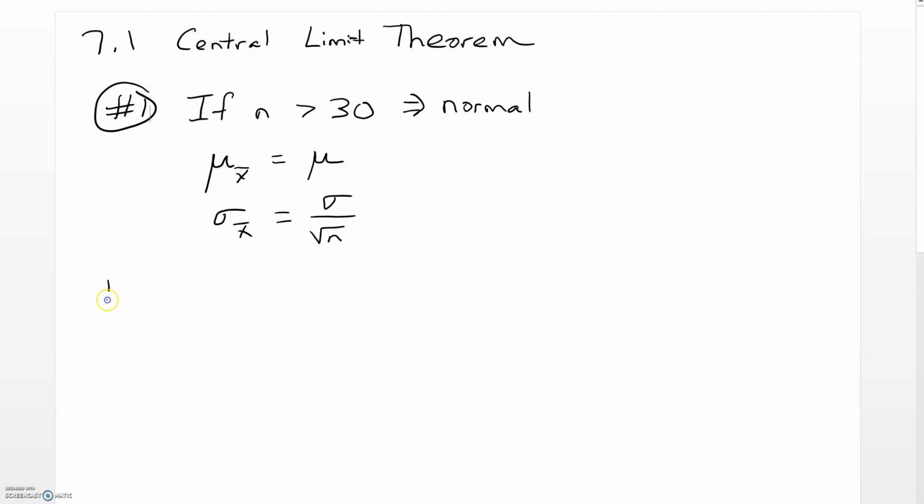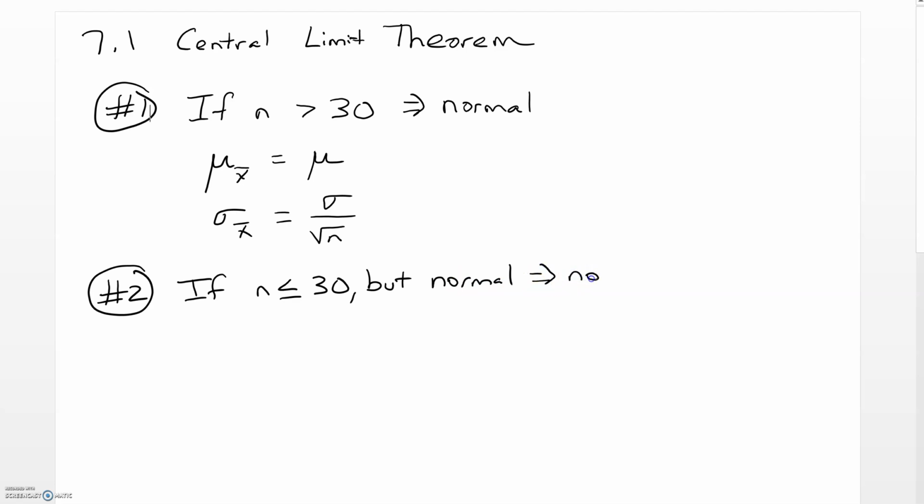Our second case, what if we have a small sample size? Well, we're okay. If n is smaller than or equal to 30, and it's normal, then we'll be okay. Because if it's normal, it's normal. So two things that we're looking for. We're looking for a large sample size, or we're looking for it to be normal. Therefore, there's two parts to the central limit theorem.